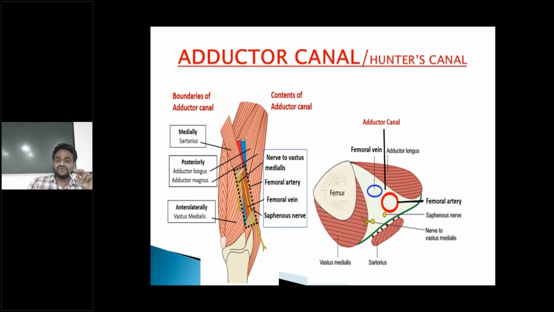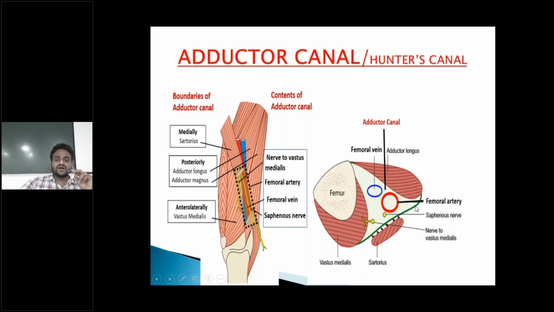What is the hiatus of adductor magnus? Where do you see it? Above its insertion. This is the deficit in the tendon of adductor magnus just above the adductor tubercle or medial epicondyle of the femur. So this is the extent, from the femoral triangle to the hiatus of adductor magnus. This is the extent of the adductor canal.